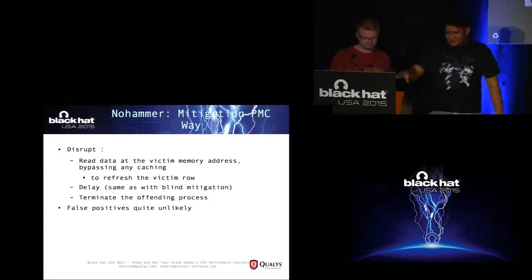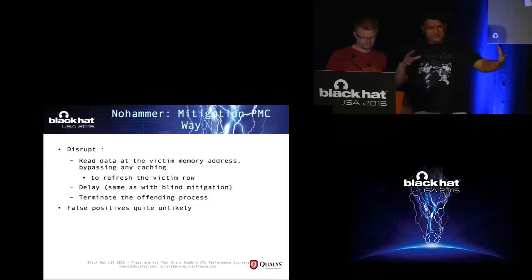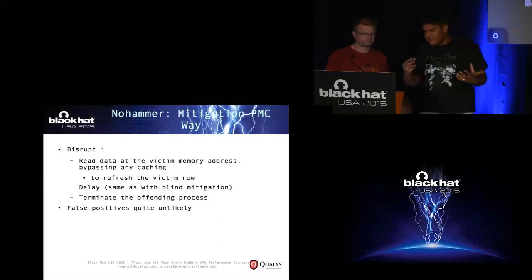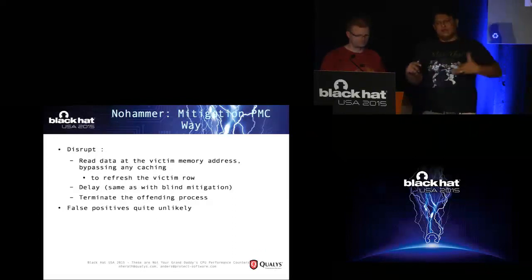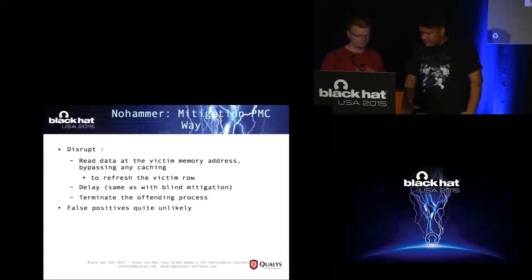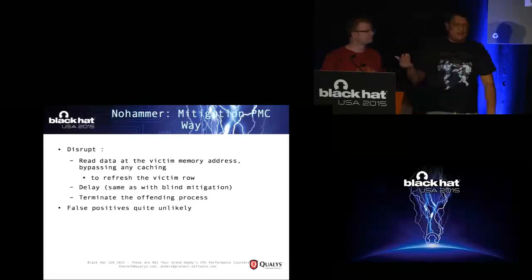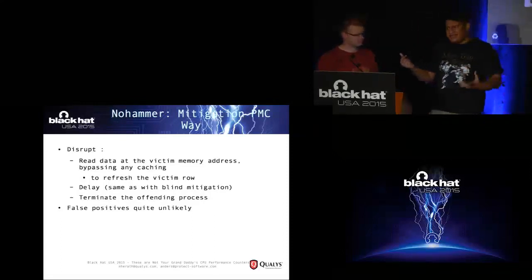So basically to disrupt this, if we see an attempt that looks like a rowhammer event, we will read data at this victim memory address, and that way the memory will get refreshed, and any rowhammering attempt will have to start over again from that point onwards. And this way the false positives are quite unlikely.